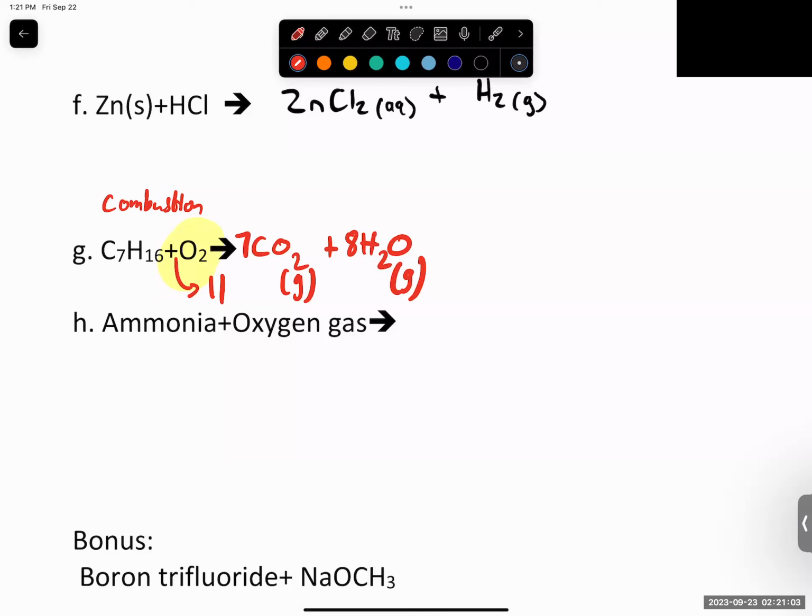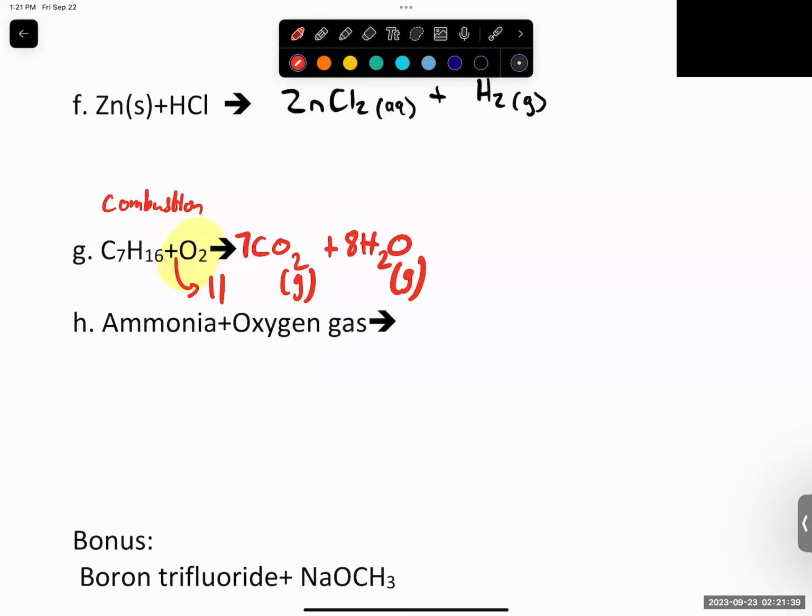So me personally, here's how I do it. First I balance out my carbons. There's 7 carbons, that's why I put a 7 in front of CO2. And then there's 16 hydrogens, so I put an 8 there because 8 times 2 is 16. So 7 for the carbons, 16 for the hydrogens. Those are good. The reason why these are so difficult is because the oxygens are the most difficult to balance.